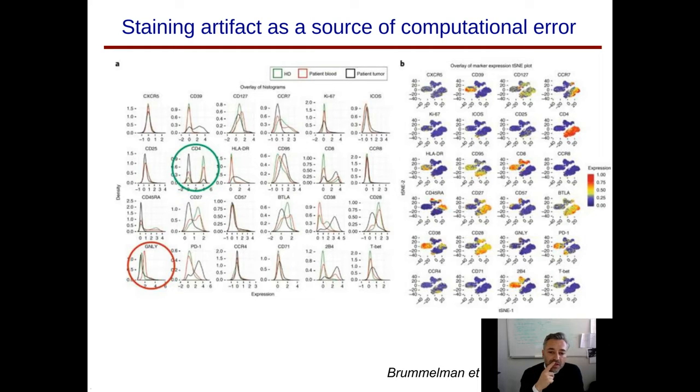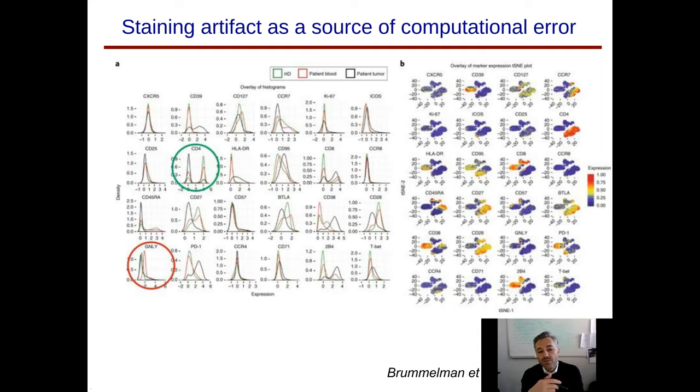So, for example, in the case of CD4, you can see that the peak of CD4 expression is exactly in the same place. It doesn't matter where it comes from, if it is from the healthy donor, the patient's blood, or the patient tumor. This is important because from the biology we know that CD4 expression on the cell surface tends to be very stable. You have a fixed number of receptors on the cell surface. So when you stain with antibodies at saturating concentration, then you should see fluorescence always in the same place.